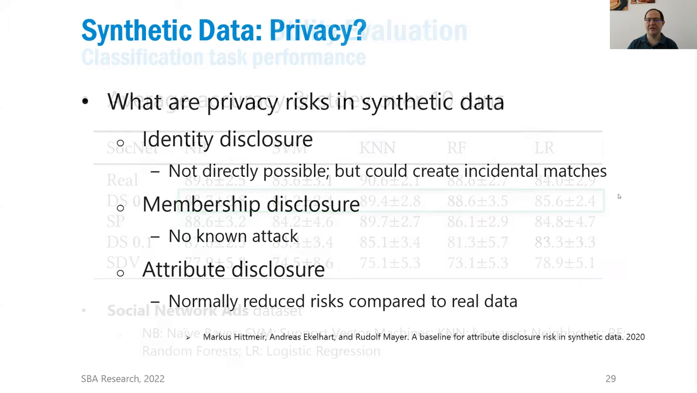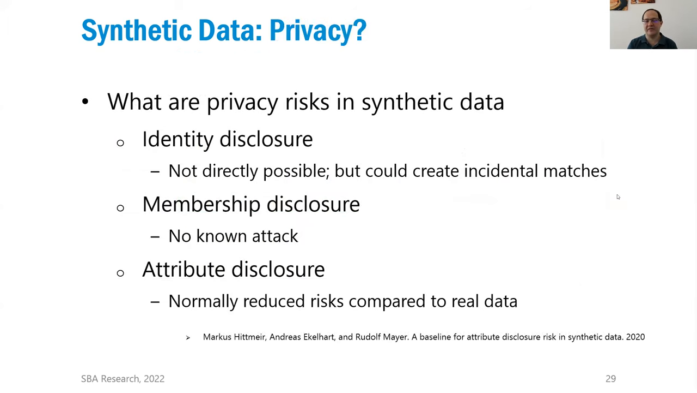You might also wonder, are there still some privacy risks left in synthetic data? And this is maybe something that is not yet fully answered, at least not answered as well as maybe for other techniques like differential privacy and so on. But if you look at the different privacy risks that can happen, normally you would say that you can't really do identity disclosure because there's no one-to-one correspondence from an original to a synthetic data sample.